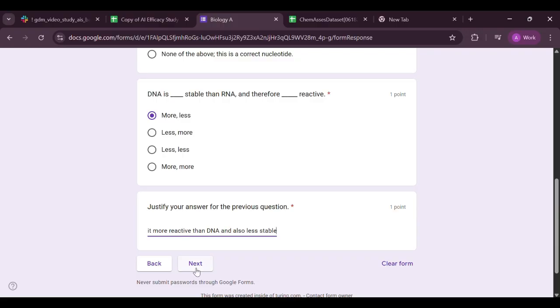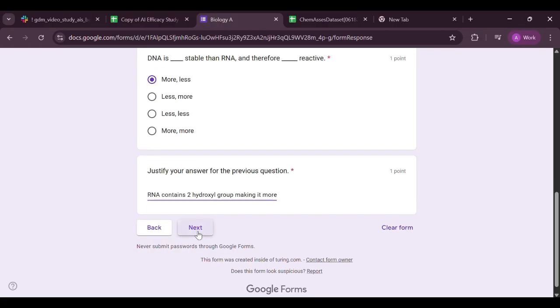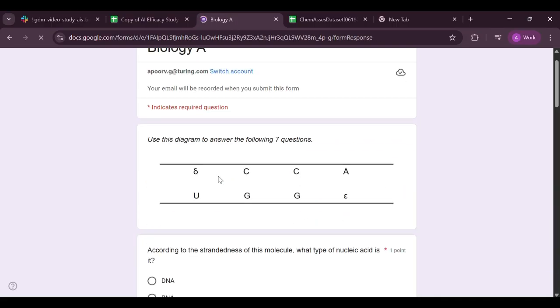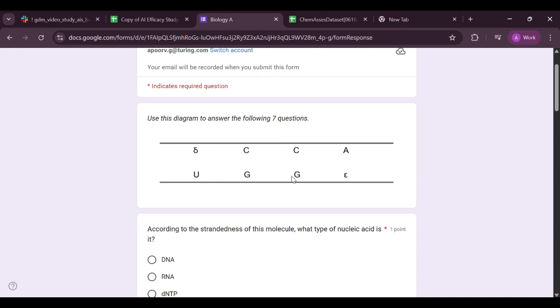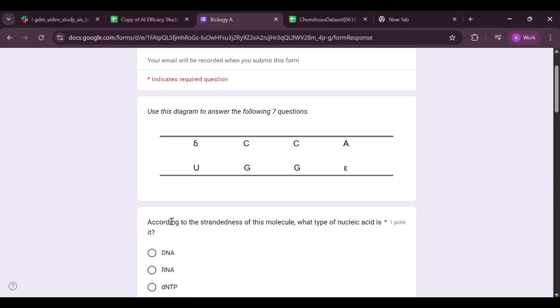Okay, so moving ahead, the next question is similar to the previous one. In the previous one, it was single stranded, but here it is double stranded. According to the strandedness of this molecule, which type of nucleic acid is it? It is double stranded, so it will be DNA.